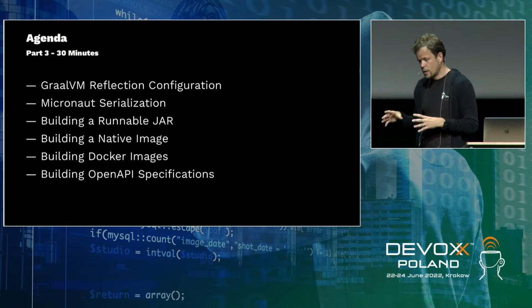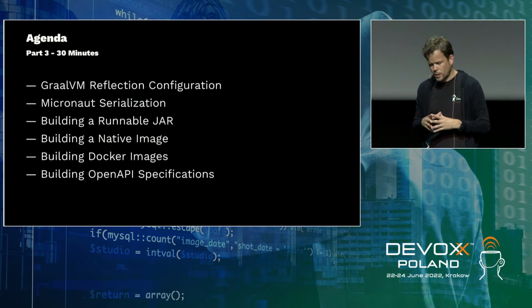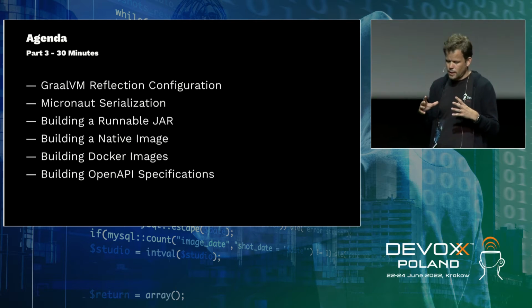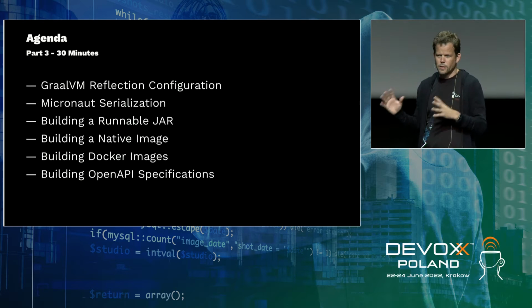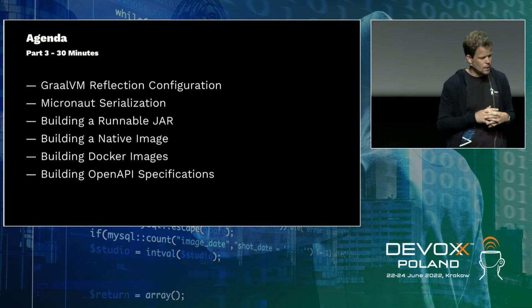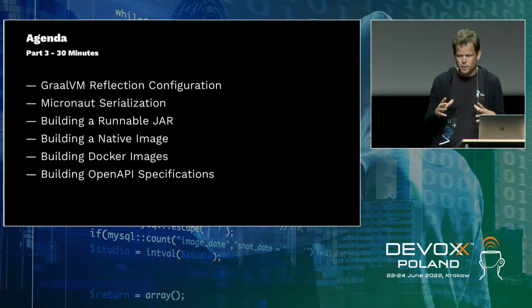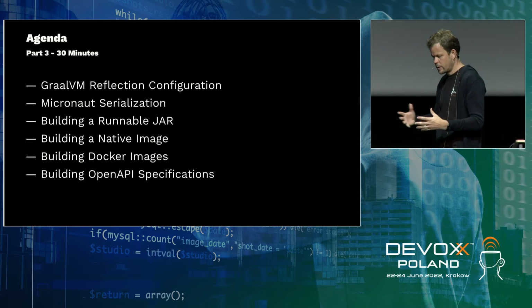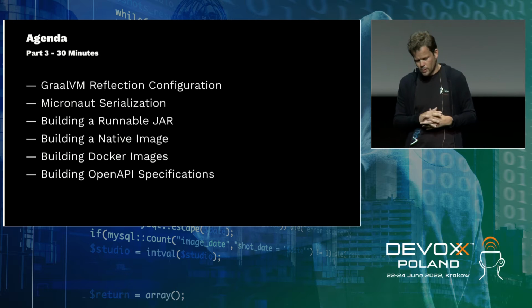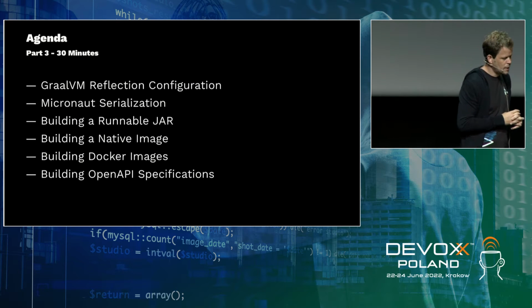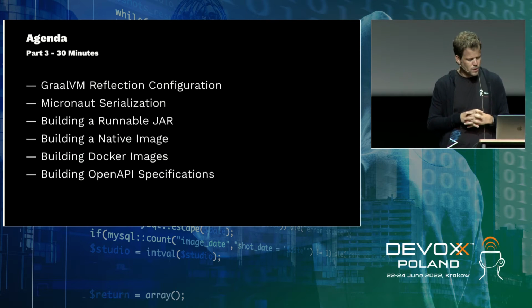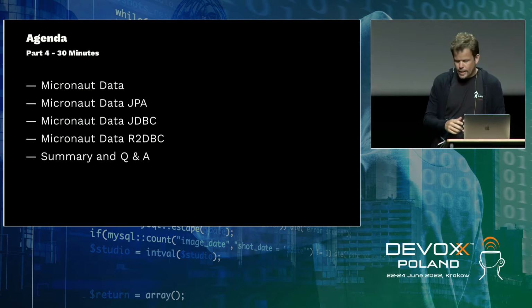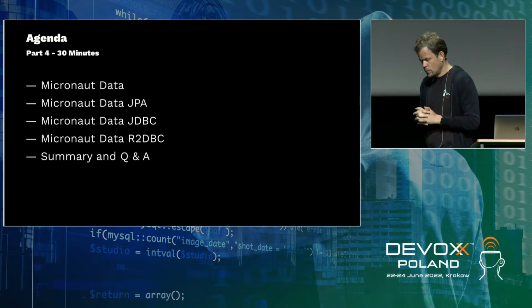We'll then shift focus onto GraalVM and Micronaut's relationship with GraalVM, how GraalVM works, how to build native images, how to deal with cases when reflection is required in your application, and how to package Micronaut into different formats for deployment into production environments, whether it be a runnable jar file, a native image, a Docker image, and so on. We'll also look at Micronaut serialization, which is relatively new, and building open API specifications. And then we will go on to looking at Micronaut data.